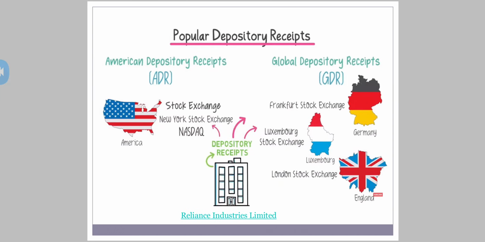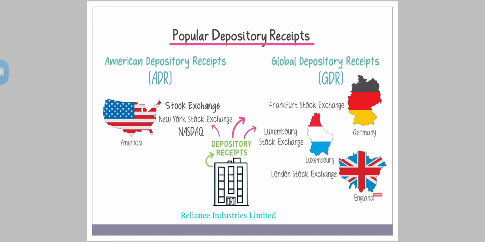Okay. Now see, these are two popular depository receipts, American Depository Receipt and Global Depository Receipt. Let's take an example. If it's Reliance Industries Limited, depository receipts would be traded on these stock exchanges: Frankfurt Stock Exchange in Germany, Luxembourg Stock Exchange in Luxembourg, and then you have London Stock Exchange in England. And when you come to American Depository Receipt, there are two stock exchanges, that is New York Stock Exchange and Nasdaq. Okay.